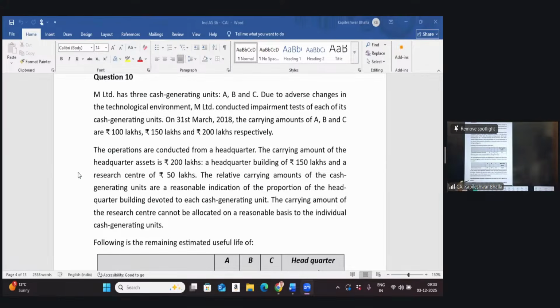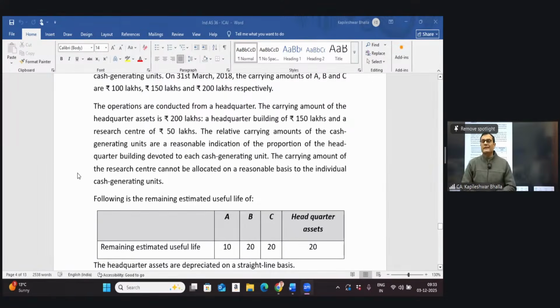So let's have a look at the question here, question number 10, which is on the screen as well. I'll just read the question on the laptop. It says M has got 3 cash generating units, A, B, C. Due to adverse changes in the technological environment, there are indications of impairment, so M conducted impairment tests for each of the CGUs. On March 18, the carrying amounts of all the 3 CGUs are given. Then he says the operations are conducted from a headquarter that is a corporate asset, and the carrying amount of the corporate asset is given. There are 2 corporate assets, one is a building and one is a research center.